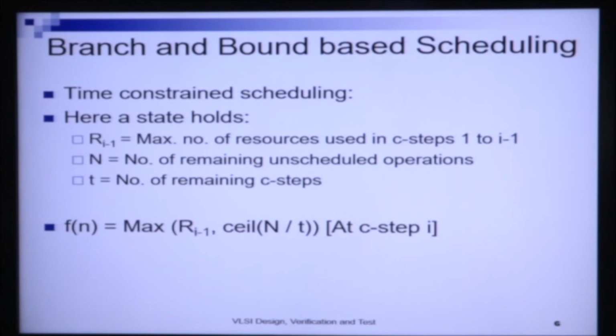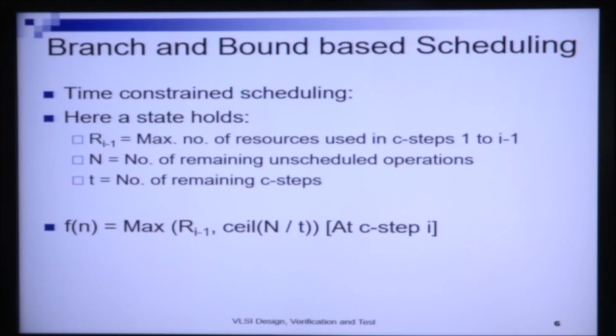And my basic objective is to minimize the consumption of resources such that all my operations will actually be scheduled in those t remaining number of time steps starting from this state. So what is my pruning function here, Fn? I will first start with a very crude pruning function.